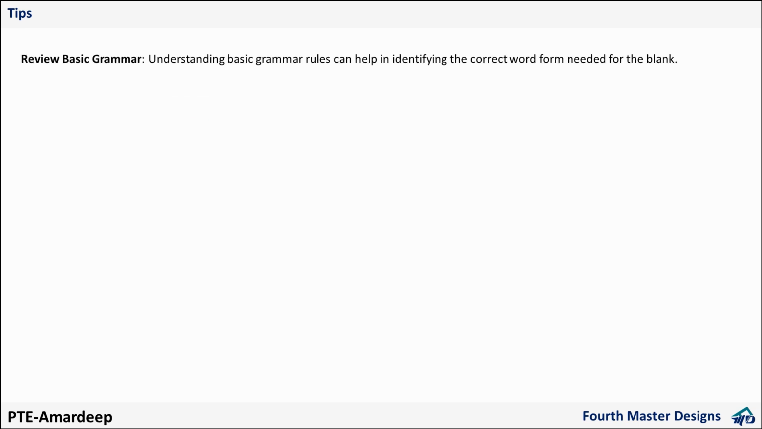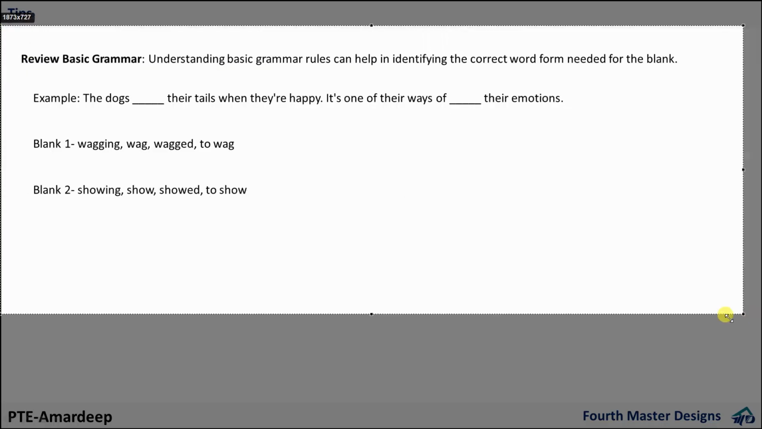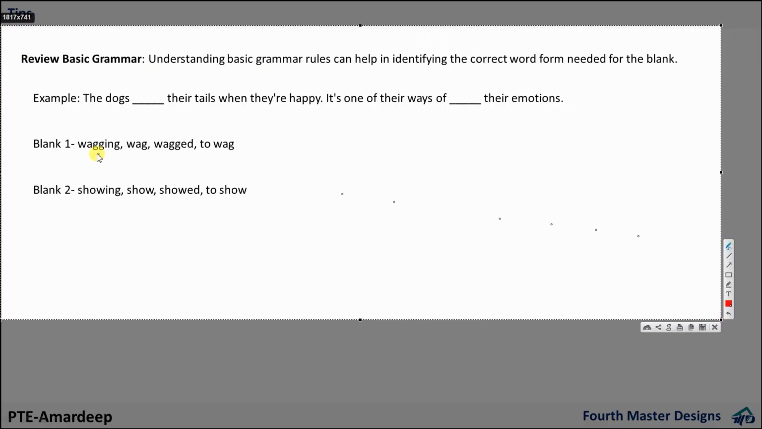Okay, then the next rule, basic grammar. Well, this one is not going to be simple. Whatever example I have given, your passage is going to be a little difficult. The dogs. Now, what is written here? The dogs. And what are the different words? Wagging, wag, wagged, to wag. So what? This one. When they are happy.